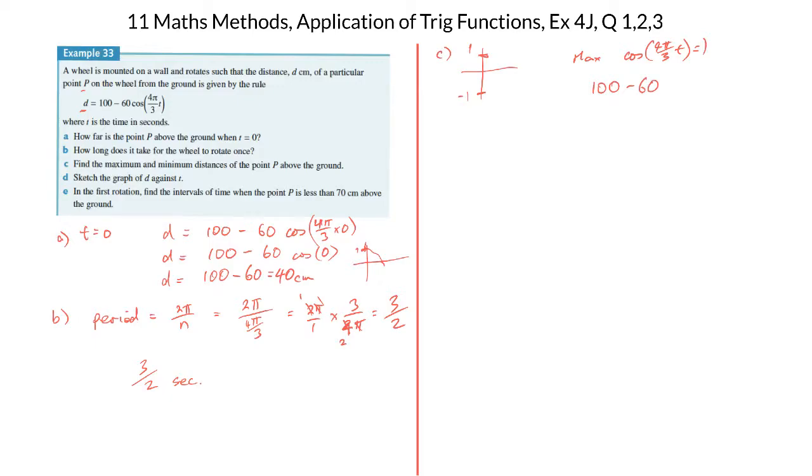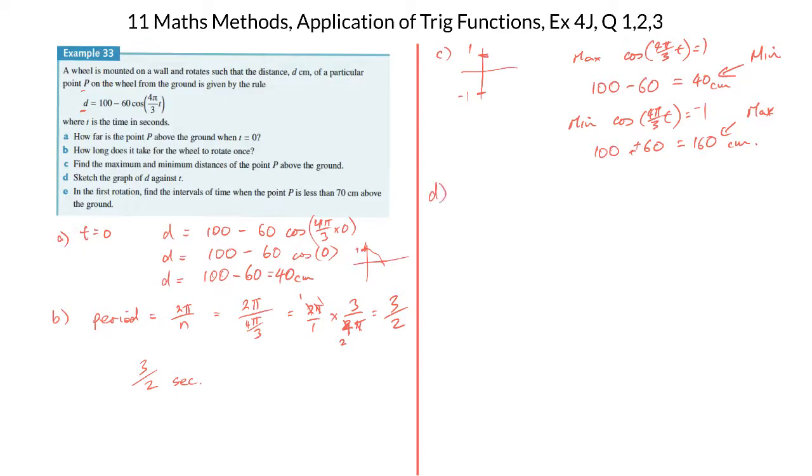And then the minimum should be when cos of 4 pi on 3 t equals -1. And so we get 100 minus -60. In actual fact, when we work that through, that becomes 160 and that becomes 40. So my initial premise was wrong. Putting in a 1, it gives me an absolute value, which is going to be either a high or a low. But when we logically work it out, the minimum will be 40 centimetres and the maximum will be 160 centimetres.